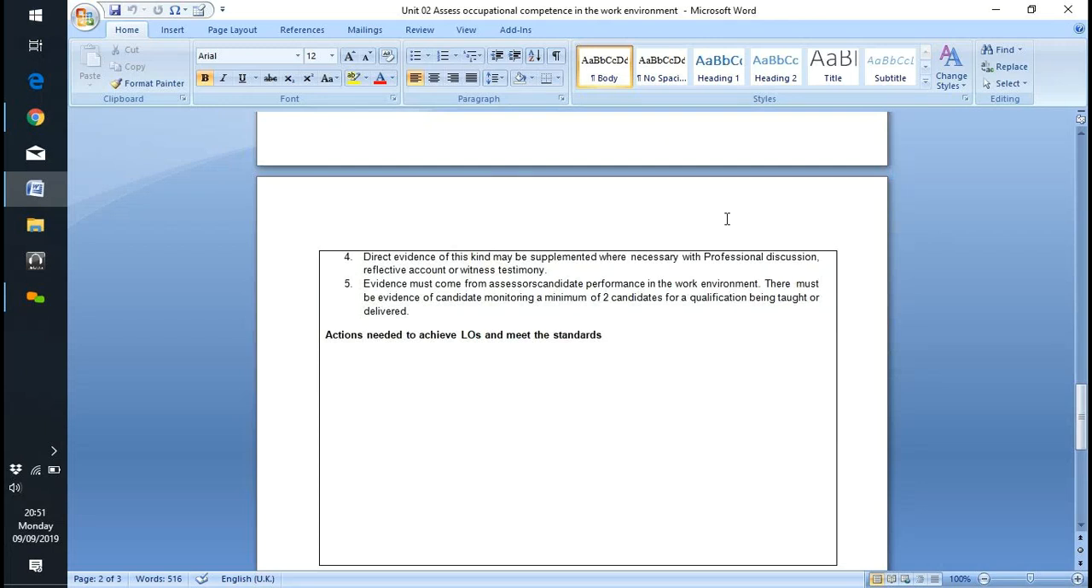On their own, I wouldn't support any of those three. They would need to have other evidence to back them, to go with that, yes. Evidence must come from the assessor candidate's performance in the work environment, and you are the assessor candidate. Yeah. So the evidence must come from the assessor candidate's performance in the work environment. There must be evidence that the candidate is monitoring a minimum of 2 candidates for a qualification being taught or delivered.